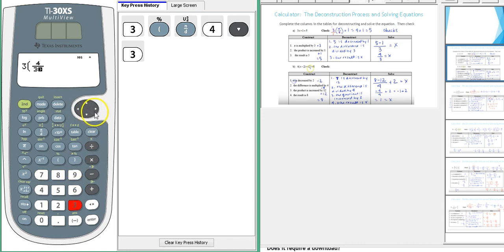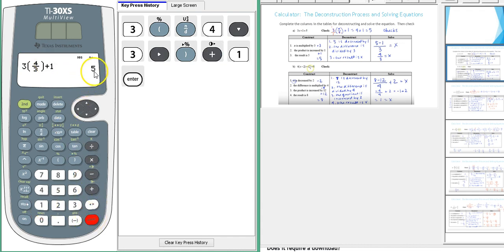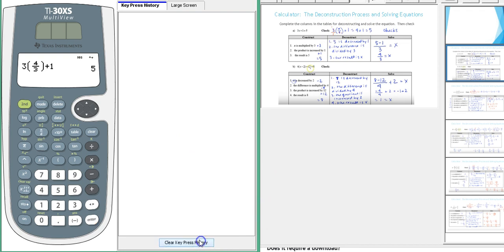It's good practice to put it in parentheses in general, especially when it's multiplied or divided, because the juxtaposition, remember, being next to implies multiplication. We don't need to hit the multiplication symbol. We want to add 1, and the result should be 5. Since it is, it checks just like our work by hand showed. Let's look at the next one.